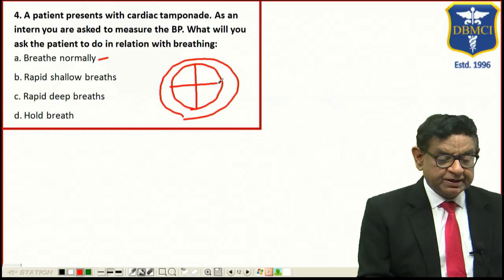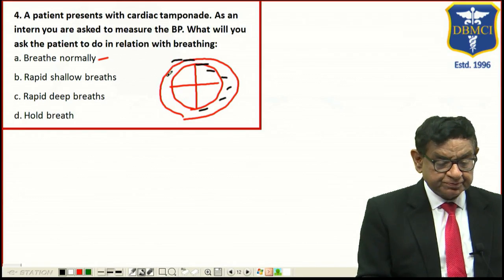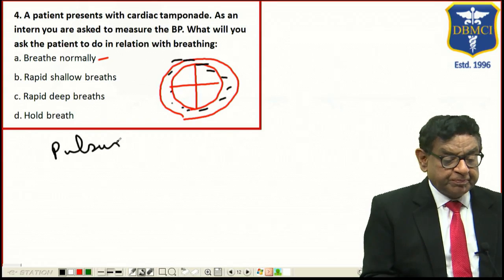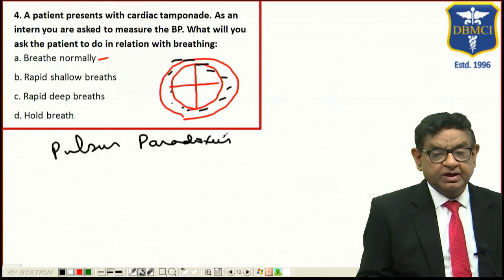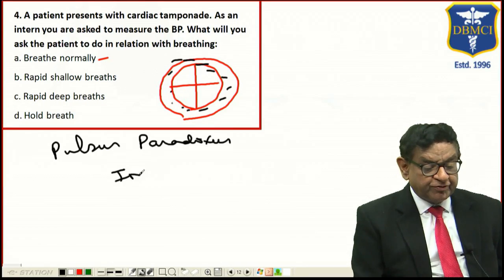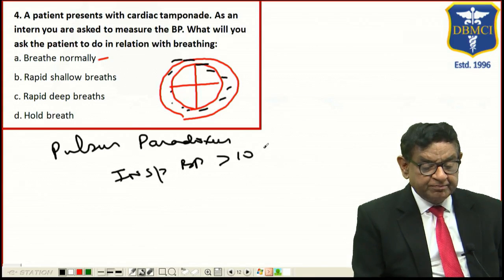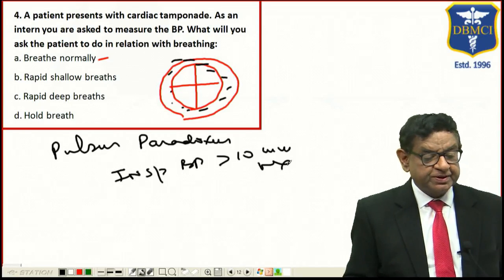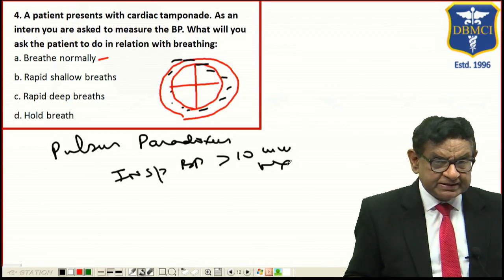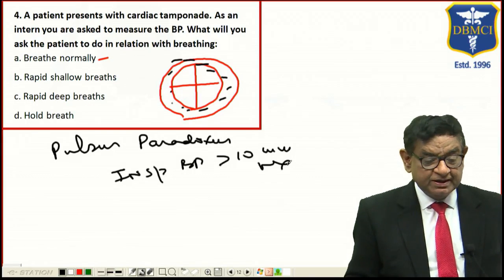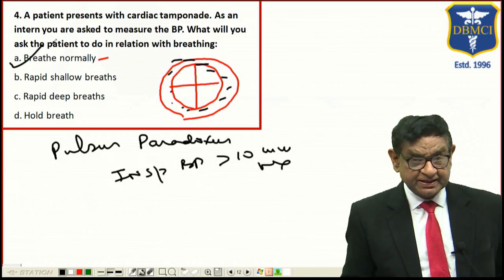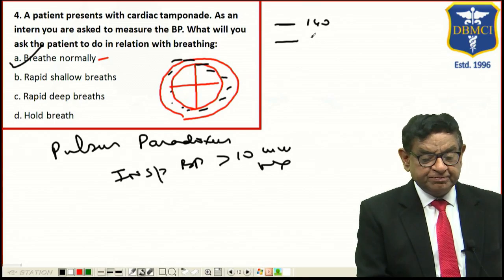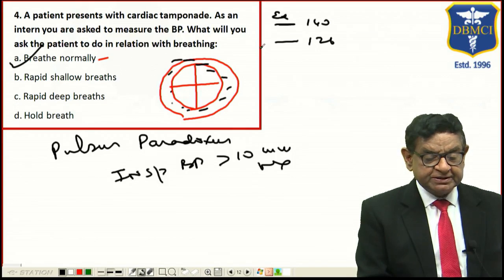In cardiac tamponade, fluid accumulates in the pericardial space. And due to this reason, patient develops pulsus paradoxus. What is pulsus paradoxus? There is an inspiratory fall of BP of more than 10 millimeters of mercury. This is one of the very important features of cardiac tamponade, okay? We can see this sign only when the patient is breathing normally. So that's why we ask the patient to breathe normally in this case. So you check the BP, suppose in expiration BP is 140, in inspiration BP is 126. This is expiration, this is inspiration.